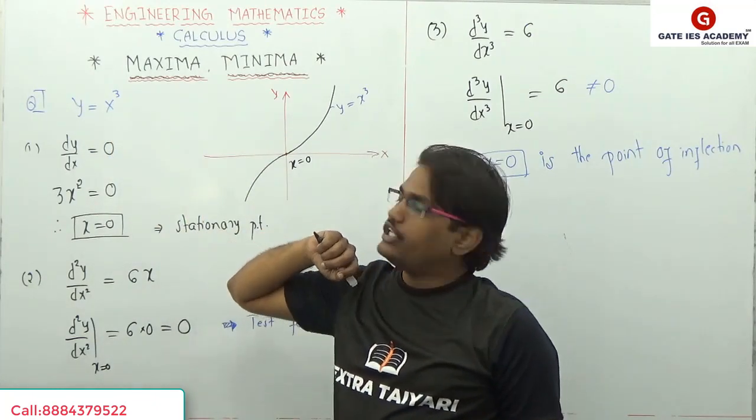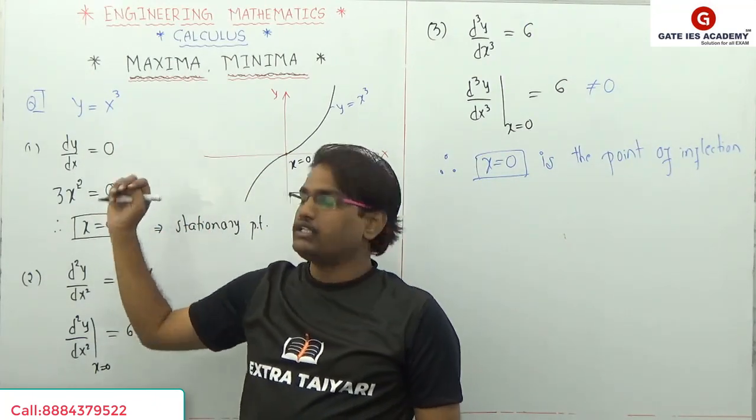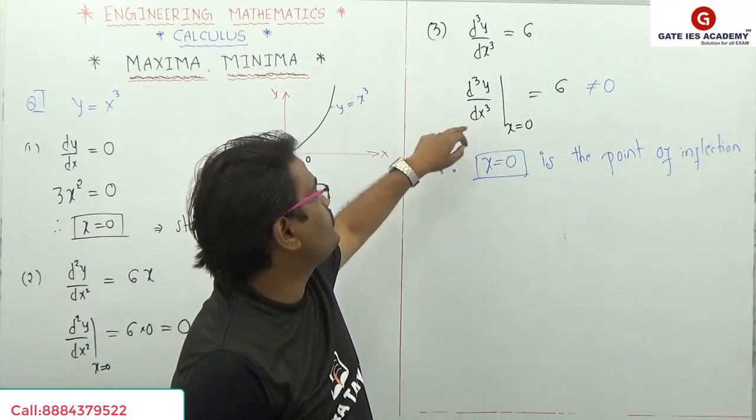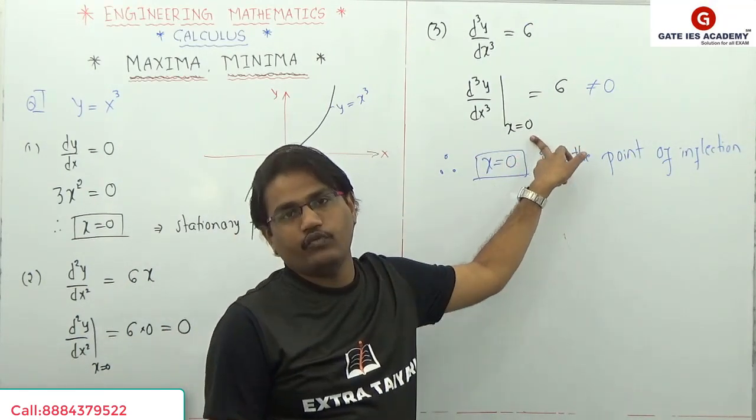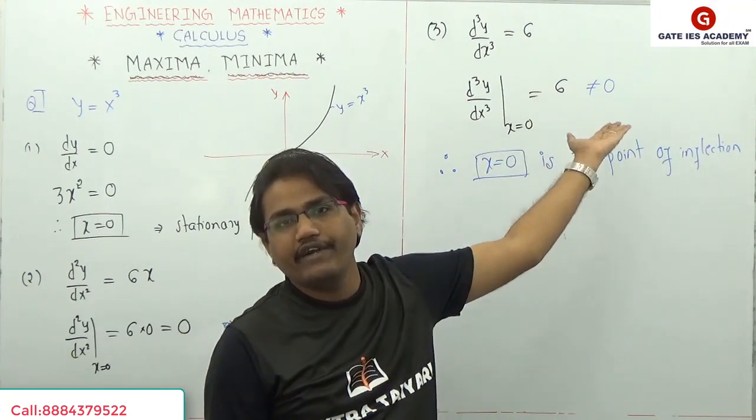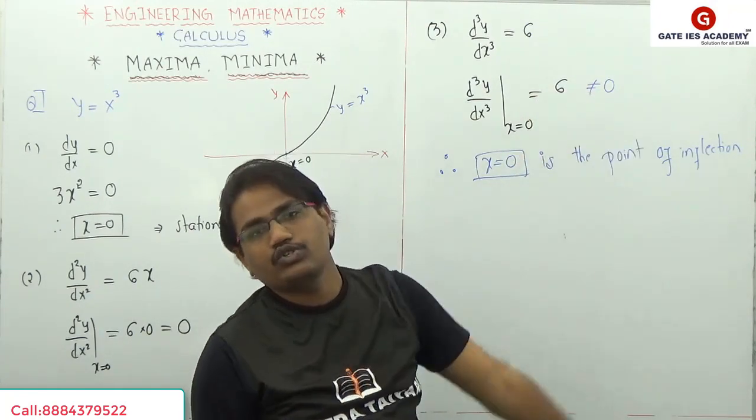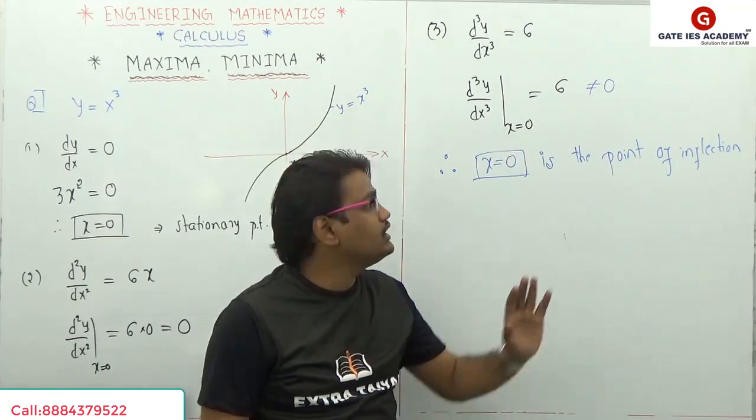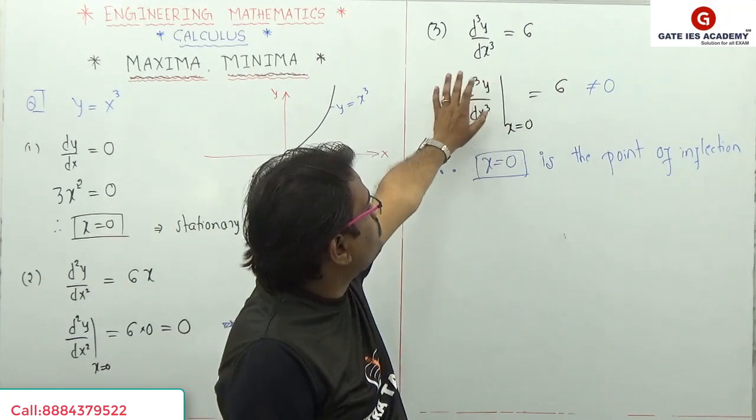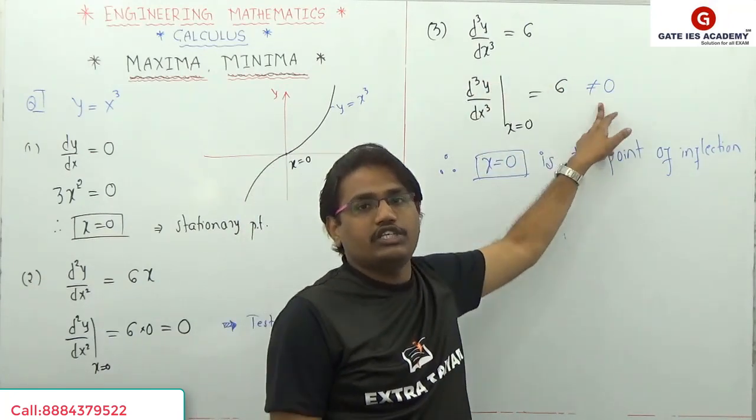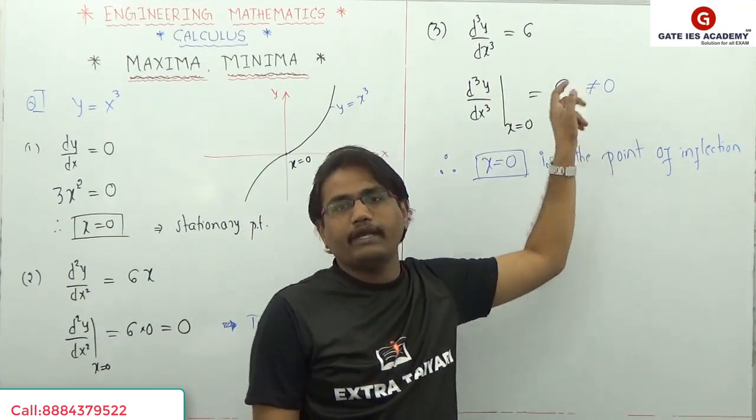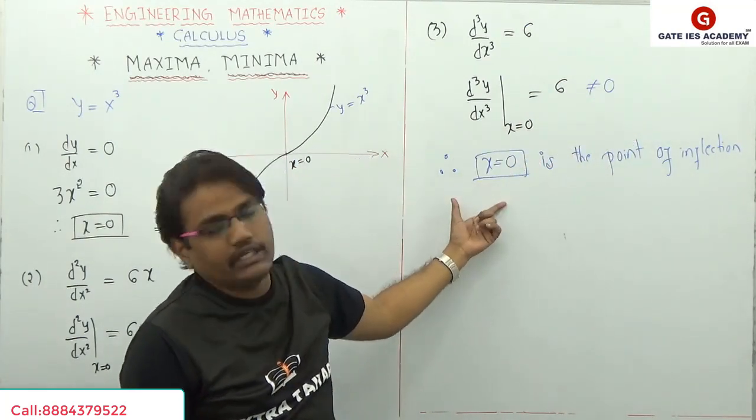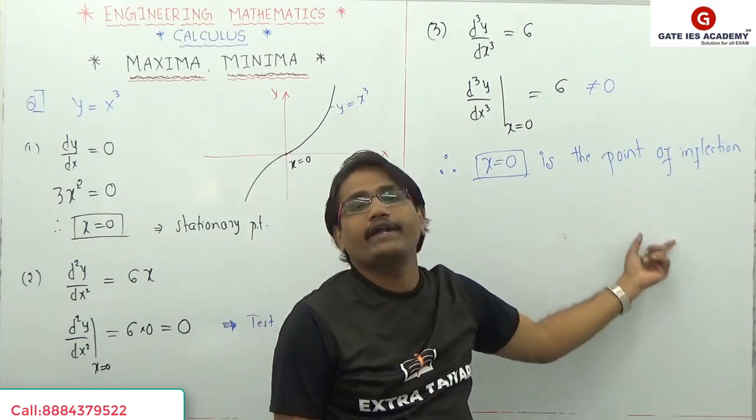3x square is the first derivative, second derivative will be 6x, right? And third derivative will be 6 only. Now if you find the third derivative at that point, it is also 6, because anyway it is a constant. Even if you put x equal to 0 anywhere, there is no x term at all. So at any value of x, it is 6 only. So if third derivative is non-zero, that we have discussed, right? So it becomes 6, a non-zero value. So then I can say x equal to 0 is the point of inflection.